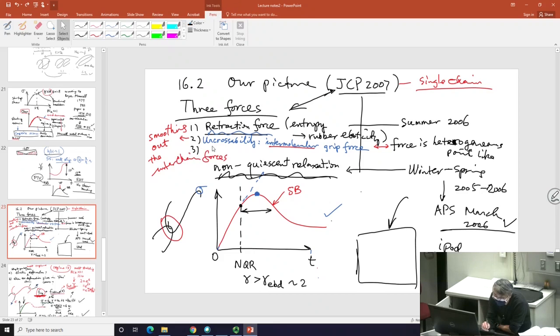So I call this force cohesion force or entanglement force. I think entanglement force is a little bit more misleading. And we basically don't have a very good word for it.